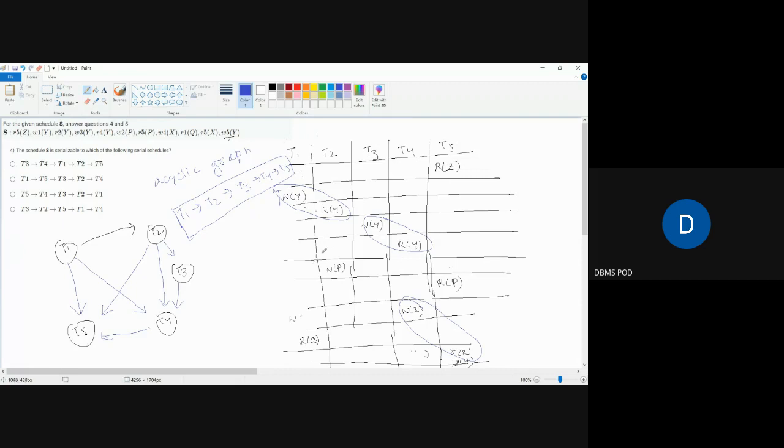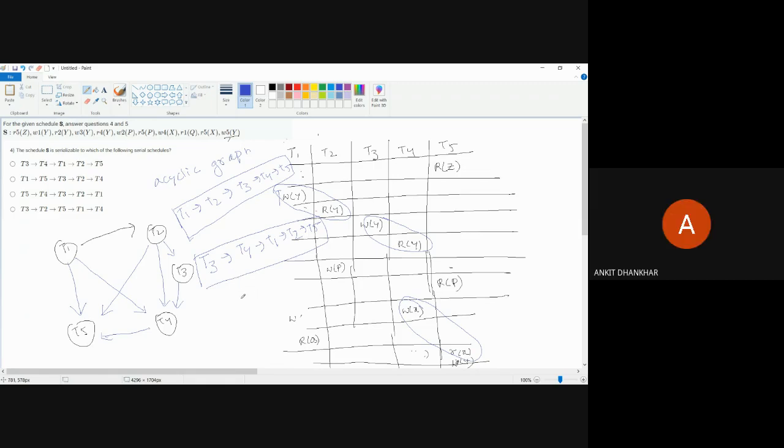Okay, so you can see that T2 will come after T1. T4 will come after T3. From that we can see that T2 will come after T1, T4 will come after T3, and T5 will come after T4, right? So there will be another possible order: T3, then T4, then T1, then T2, then T5. So there is one more view serializable order.